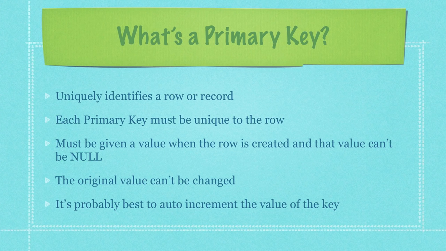Each primary key must be unique to the row. It must be given a value when the row is created, and that value cannot be null. That original value cannot be changed, and it's probably best to auto increment like I just showed you.